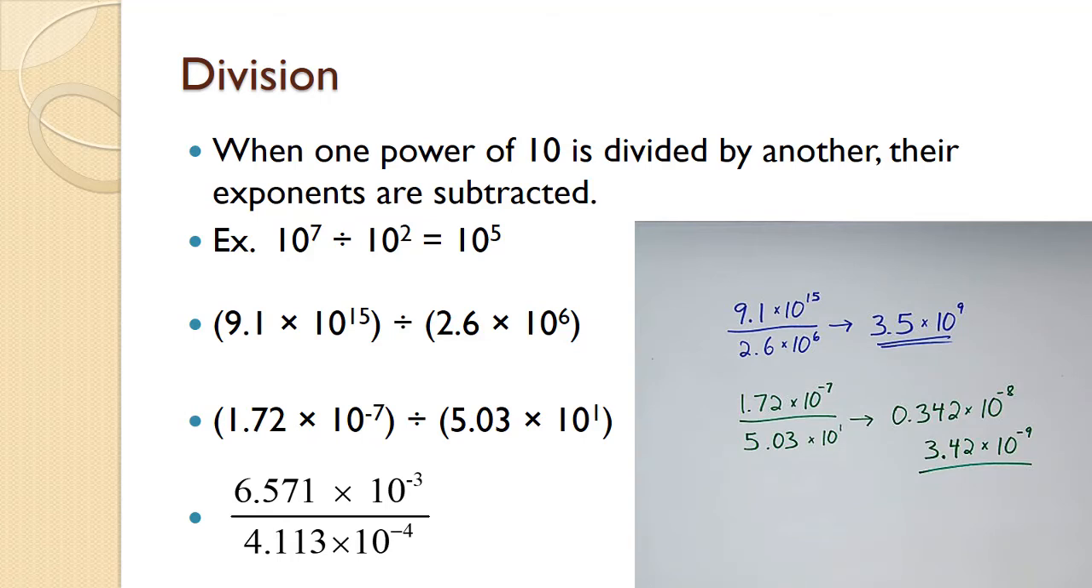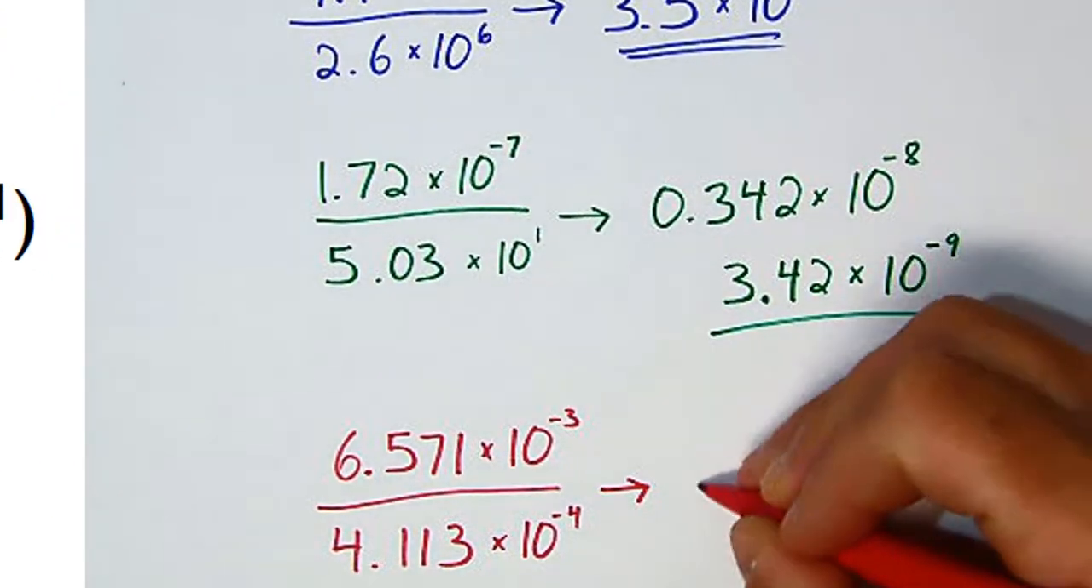Okay, I want you to do that last division. Do 6.571 times 10 to the negative 3rd divided by 4.113 times 10 to the negative 4th. Unpause when you're ready to see that solution. Okay, when you divide 6.571 by 4.113, you should get a screen full of digits, but we only have 4 sig digs in each case, so we can only keep 4 sig digs. We're going to call that 1.598.